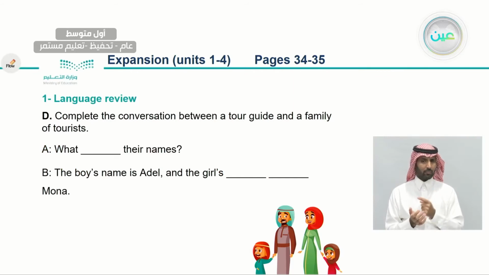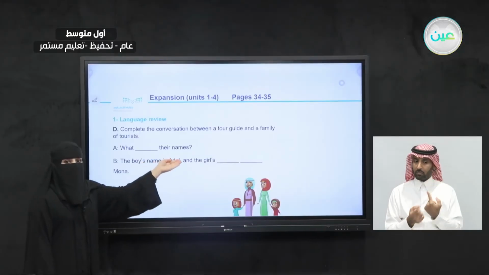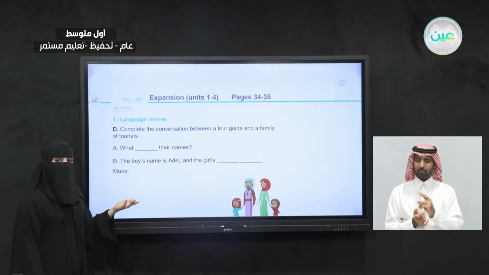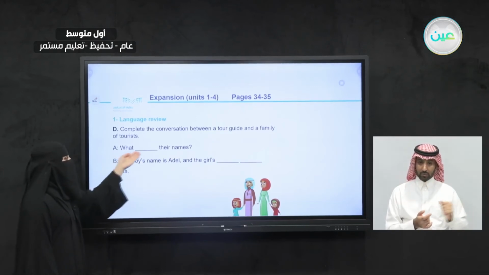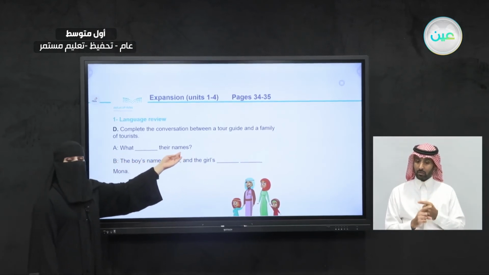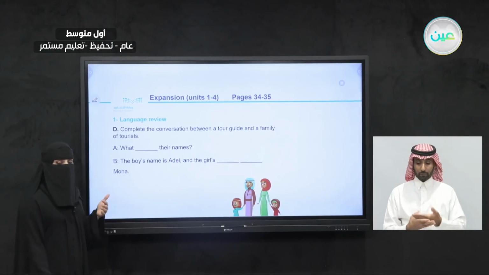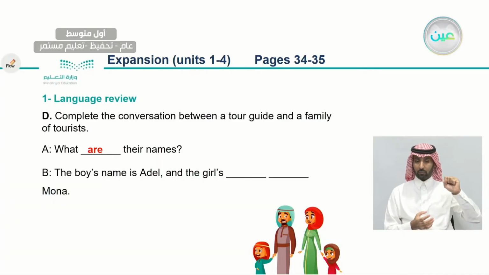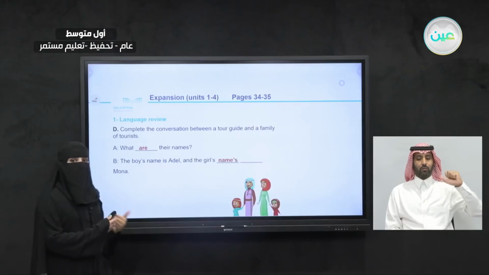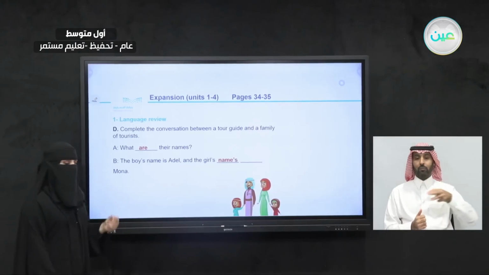What? Their names. What do you think? He's asking about probably the kids' names. What? Their names. It's plural. So what is the correct verb be? Is it is or are? Good job. What are their names? The boy's name is Adil and the girl's name is Mona. And this is the short form of name plus is, verb be is.